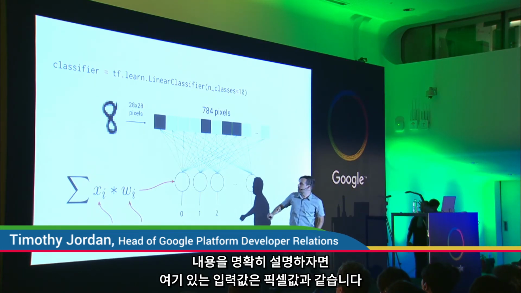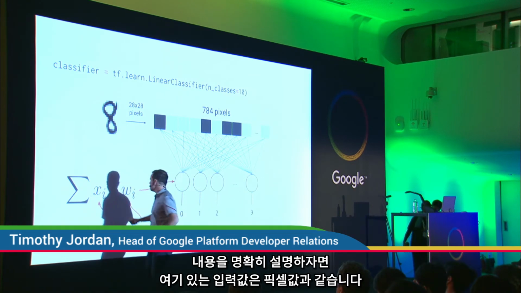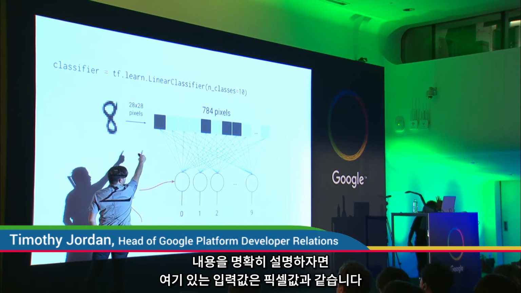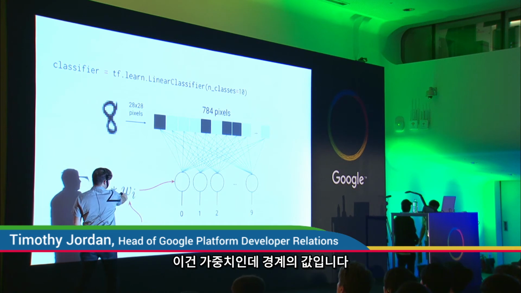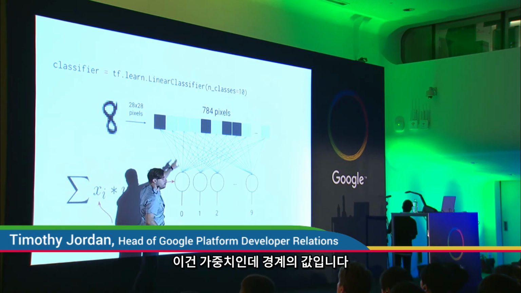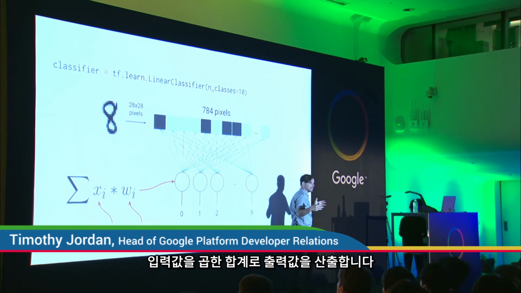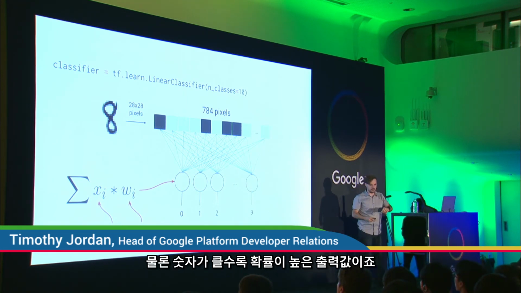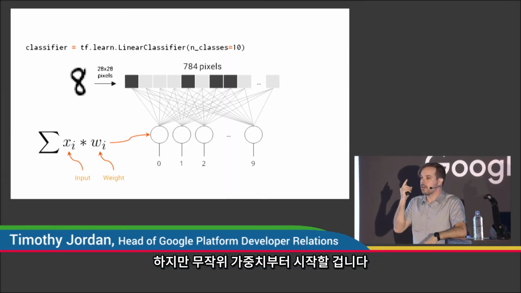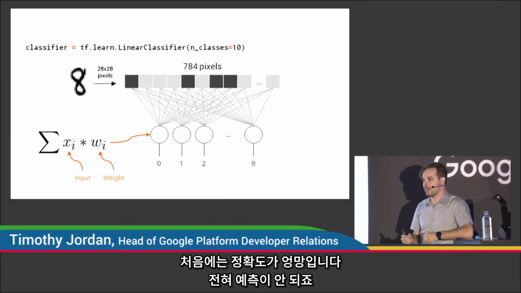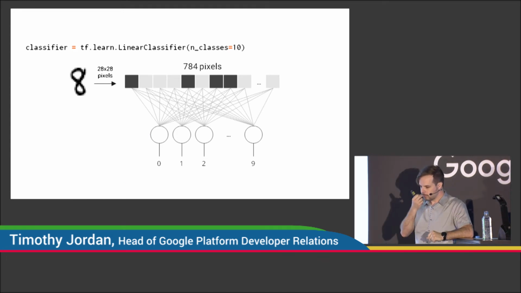Right, so just to make this super clear, this is the input, that's the value of the pixel. And then this is the weight, that's the value of this edge. Multiply those, sum up all the inputs into the output, and of course, the highest number is likely the output. But we're starting with random weights, so when we start, it's horrible accuracy. There's no prediction whatsoever.